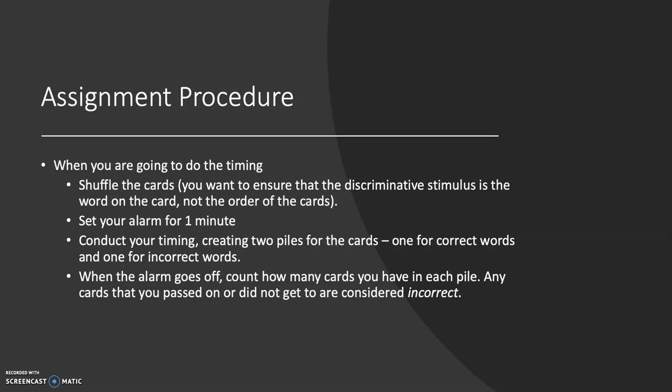As you recite the terms aloud, you want to create 2 piles for the cards, one for correct words and one for incorrect words. Any terms that you do not know, say pass and put into the incorrect deck. When the alarm goes off, count how many cards you have in each pile. Any cards that you did not get to are also considered incorrect.